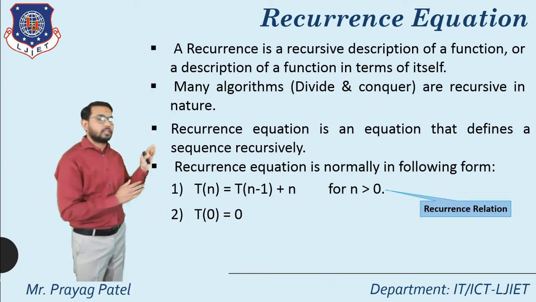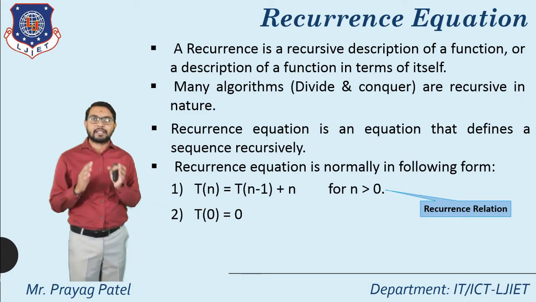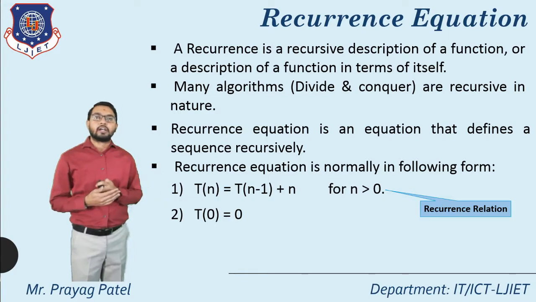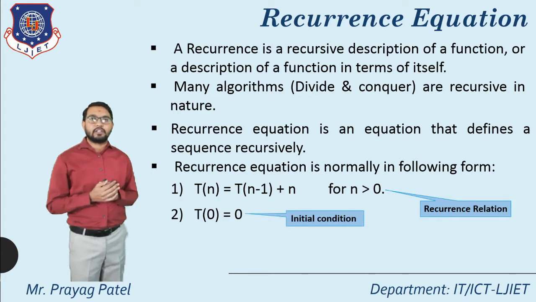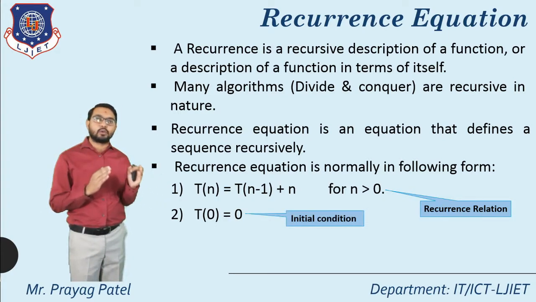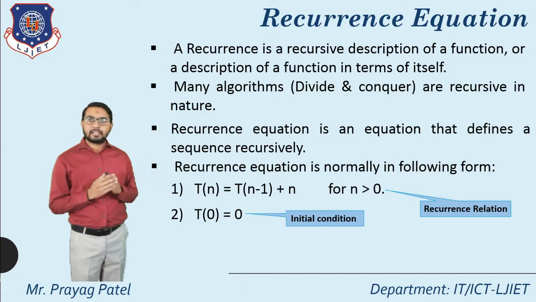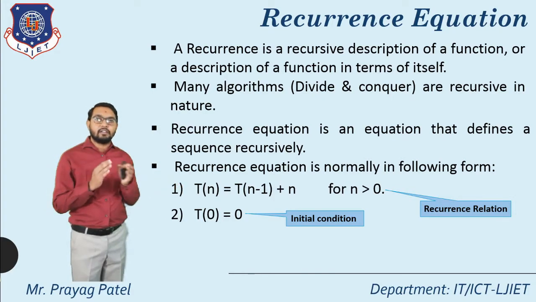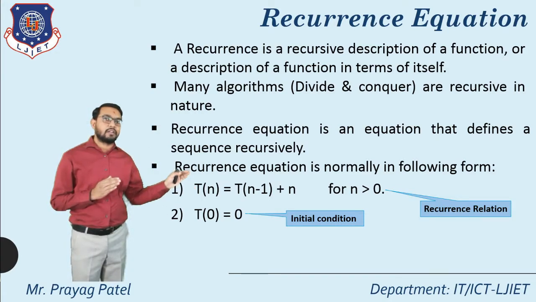In a recurrence equation there are two steps. The first step is the recurrence relation, and the second step, T(0) = 0, is the initial condition. So in a recurrence equation we have two terms. The first term is the recurrence relation and the second term is the initial condition. Now what is a recurrence relation? In a recurrence relation we have one equation like T(n) = T(n-1).